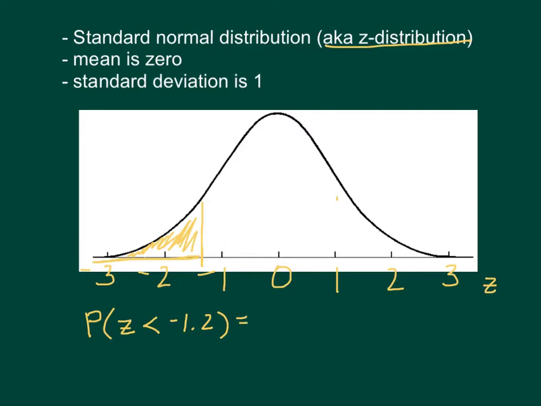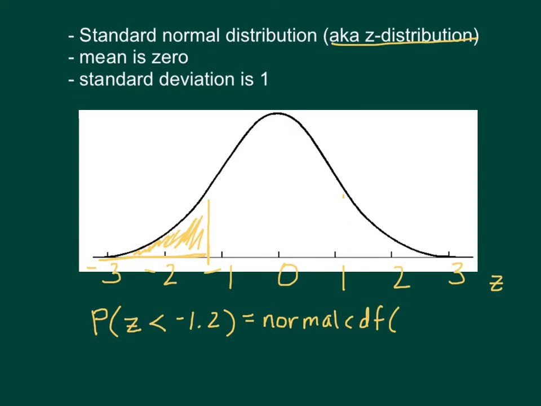And we get that area on our calculator by using the normal CDF function. Normal CDF. In that area, the low value is negative infinity, and the upper bound is negative 1.2. So we will not move that. We will write negative E99, comma, negative 1.2 is our upper bound, our mean is 0, and our standard deviation is 1.